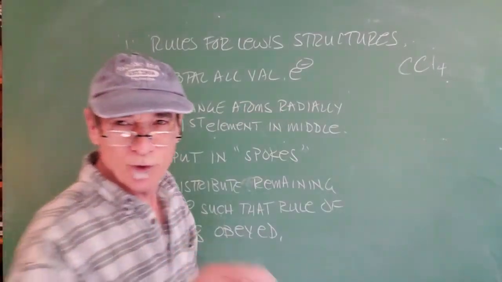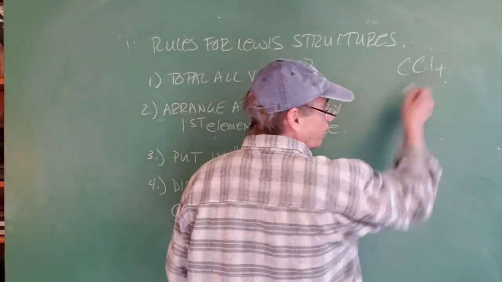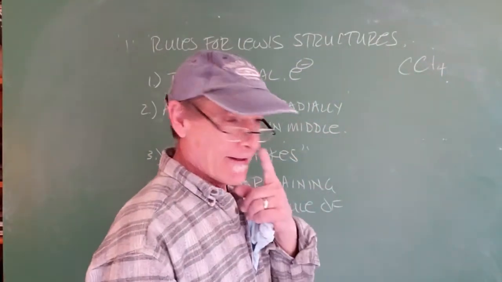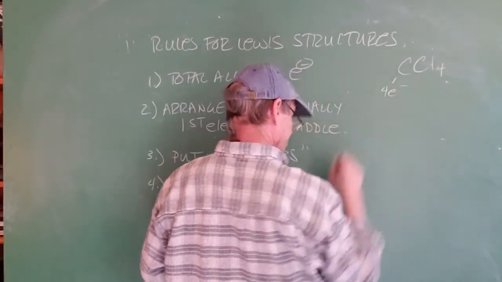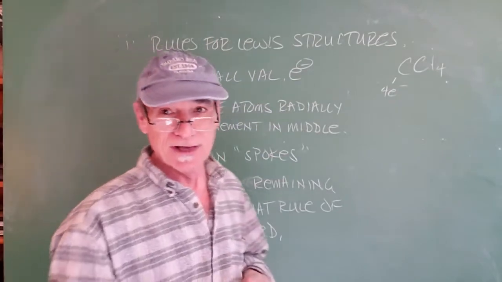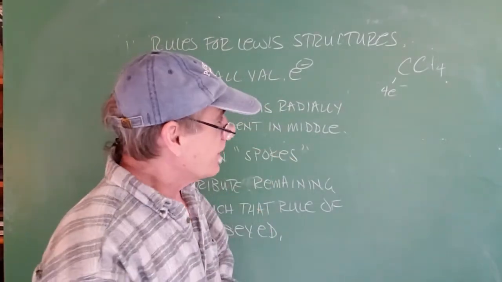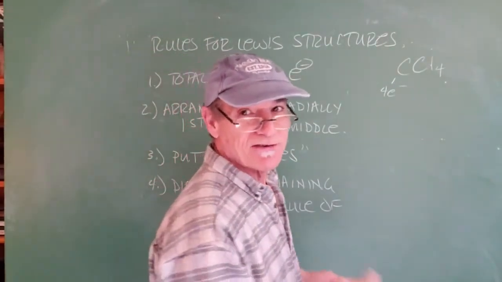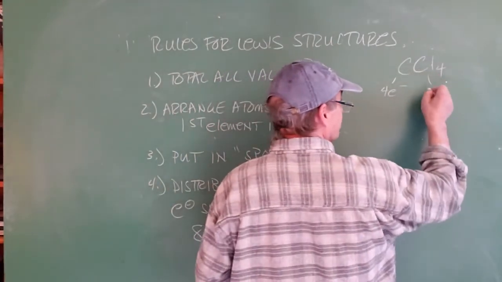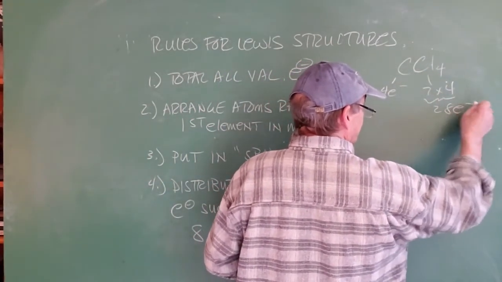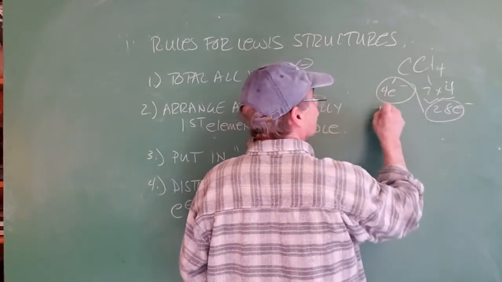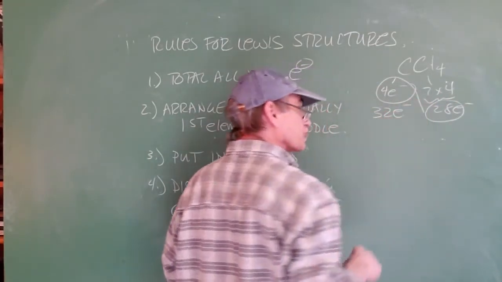Well, let's do an example while we're doing this. Let's do this CCl4, carbon tetrachloride. Carbon's in group 4, so it's bringing 4 electrons to the dance. Its Lewis dot symbol would have 4 dots around it. Chlorine is in group 7. It's got 7 valence electrons, but there's 4 of them. So that's 28 electrons plus these 4. This thing has 32 electrons in its picture.